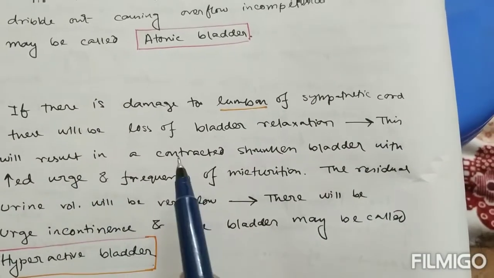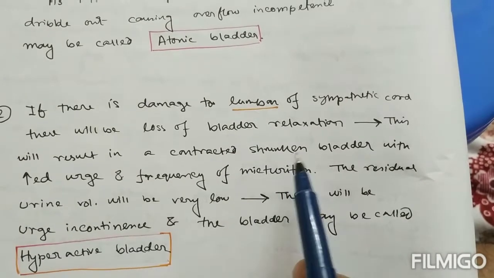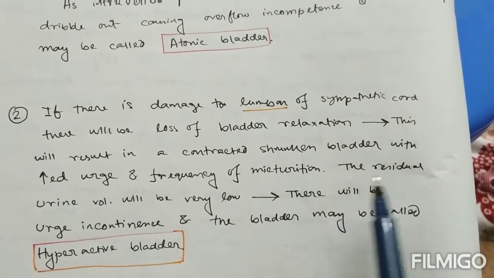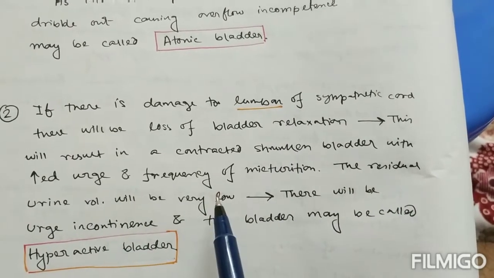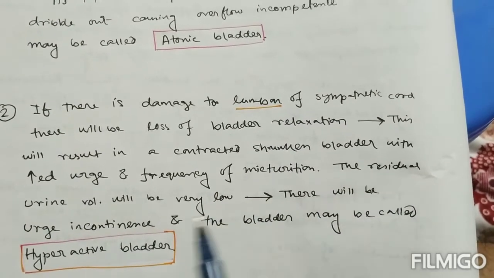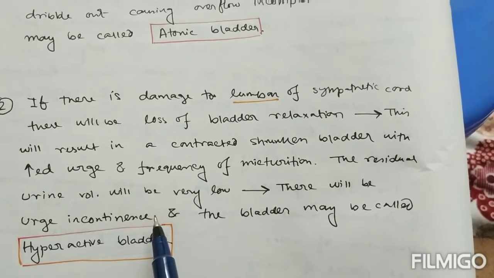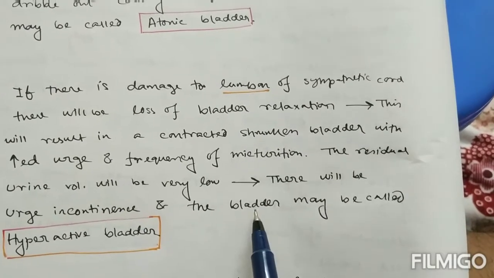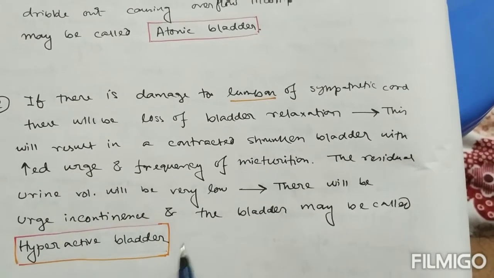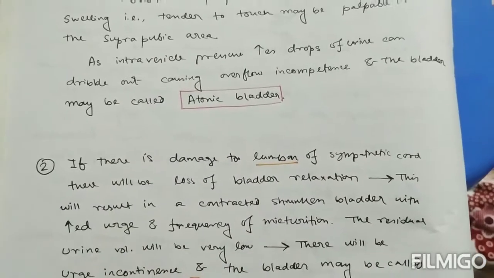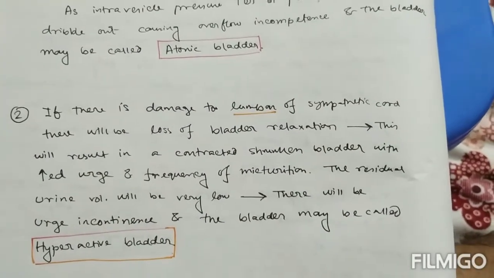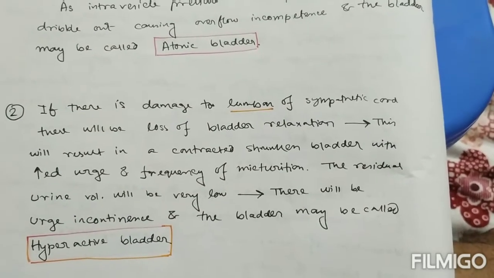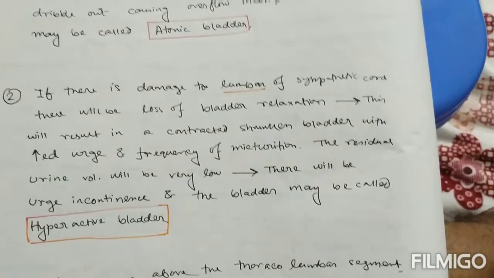This will result in a contracted, shrunken bladder with increased urge and frequency of micturition, and the residual urine volume will be very low. There will be urge incontinence because the parasympathetic, or nerve of voiding, takes the upper hand, and the bladder may be called hyperactive bladder. So these are the main two types of neurogenic bladder. In one case the parasympathetic spinal segment is damaged, and in the other case the sympathetic spinal segment is damaged.